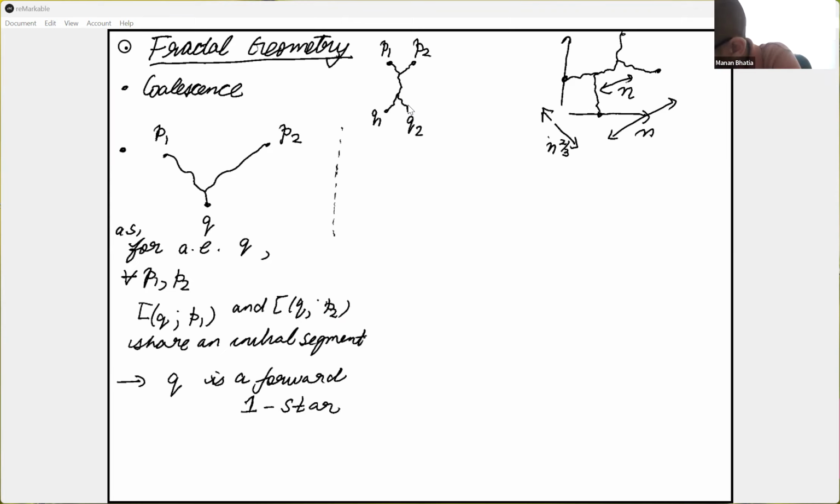But there's another situation, which is that you can find two points P1 and P2. You have got a point Q, and then you found two points P1 and P2, so that these geodesics are disjoint apart from the point Q itself. And in this situation, we call it an atypical star.